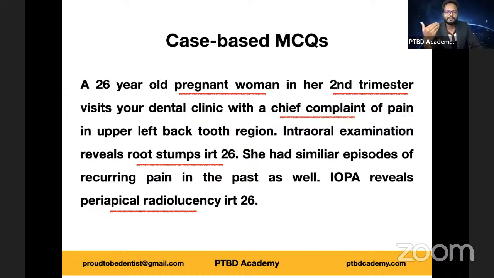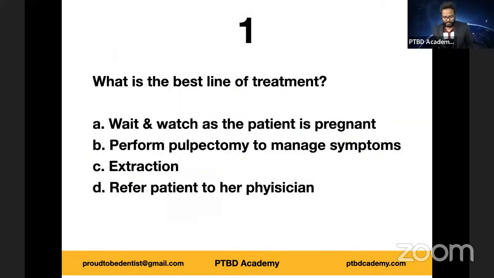So before you jump into answering this question, I'm sure you'll answer this even without me posing a question, but before you do that, I suggest you to wait and check out the questions. So I hope the context is clear. Observe the keywords carefully. Pregnant woman, second trimester, chief complaint, clinical examination revealing specific details, along with radiographic presentation. So here you go with the first question.